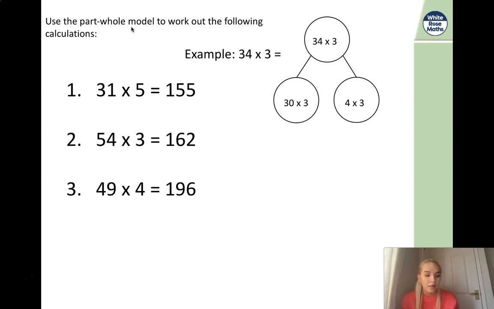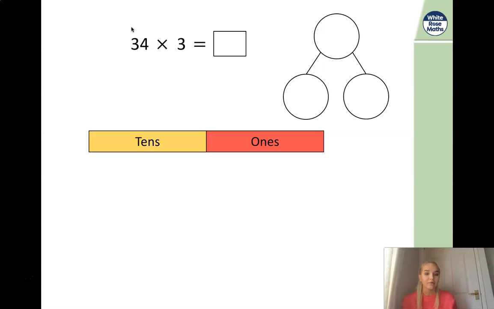We can do the same with number 2. Partition 54 into what? Well done, 50 and 4. Multiply the 50 by the 3, multiply the 4 by the 3 and add them together. And by now you will know what to do for number 3 too, okay? So well done if you've got those 3 correct. Let's look at the next way we could work out a multiplication using different written methods.